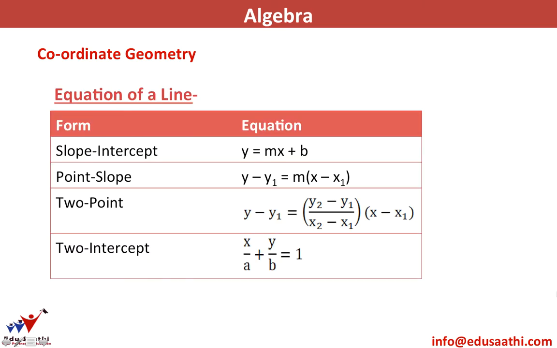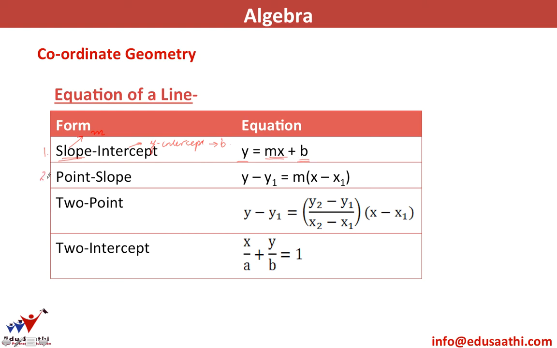Now let's discuss how to write down the equation of the line, the various forms in which an equation of the line can be written. The first form is slope-intercept form. That means I should know the slope of the line and one of the intercepts. The intercept that I need to know here is the y-intercept, which is represented with the symbol b. So the equation of the line would be written as y is equal to mx plus b.